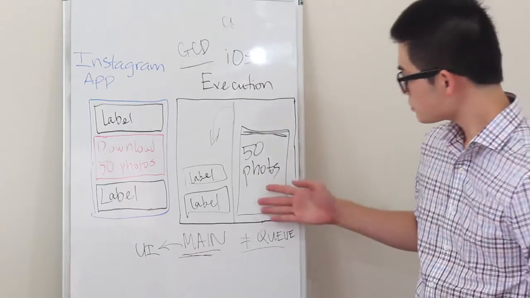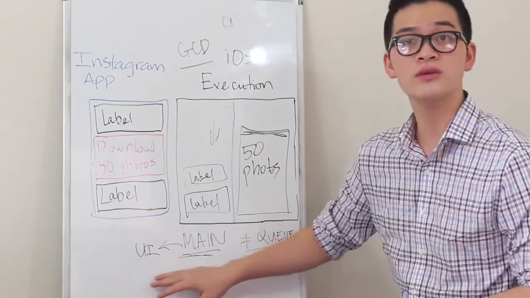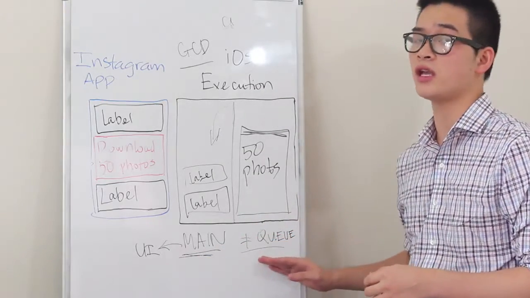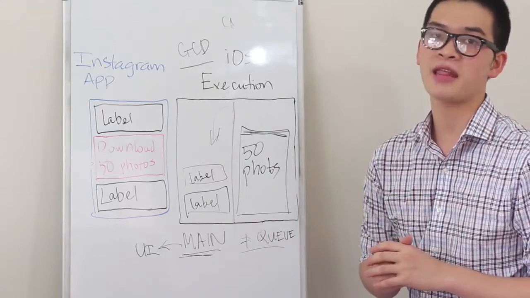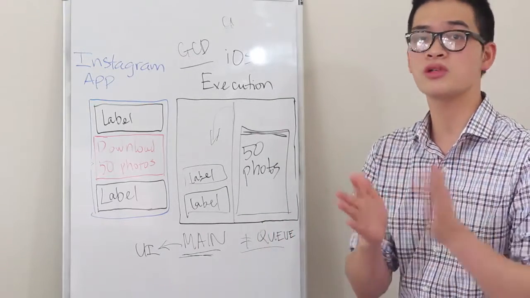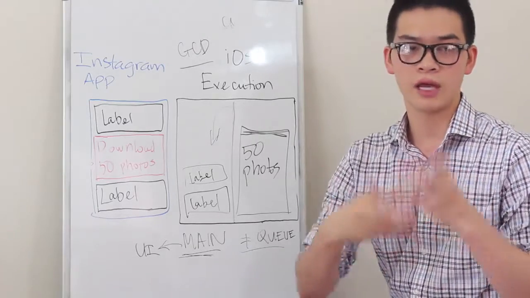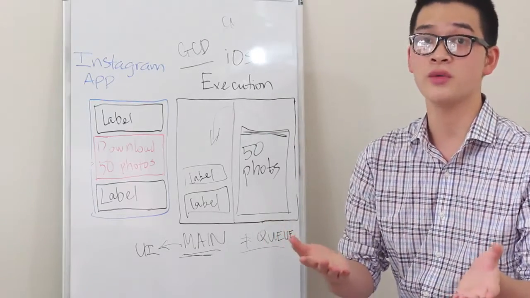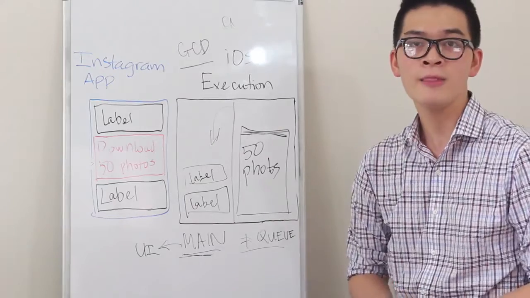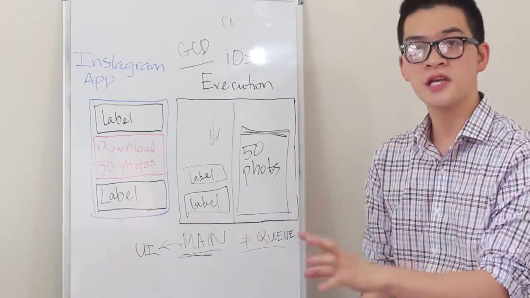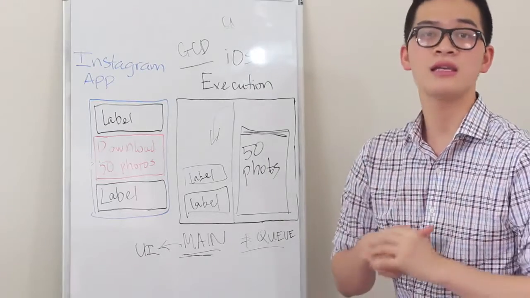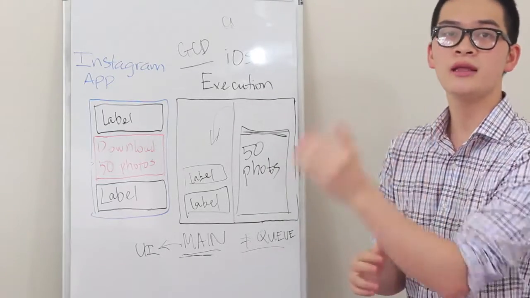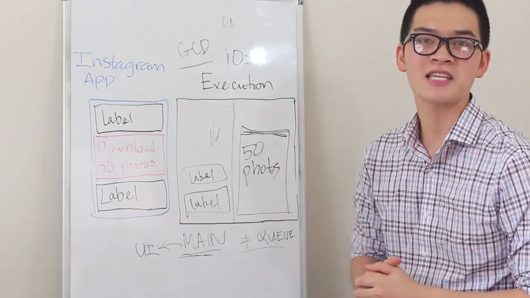And also, if you do the UI code in a different queue that is not the main queue, very bad things will happen. It will produce unexpected performance, so you will not want to do that, okay? What you want is very consistent, very efficient performance of your app, and that is exactly what we're going to do in the next video. So I'll see you in the next video.